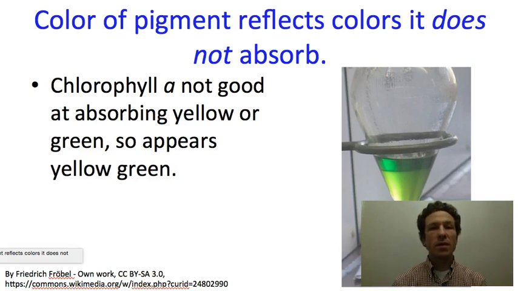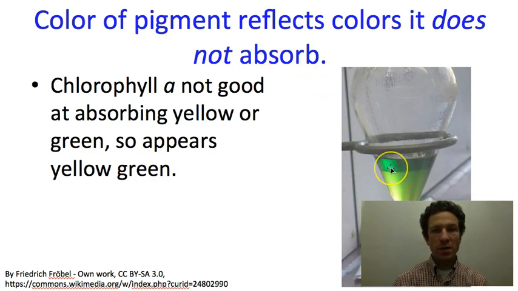Generally, for pigments, the color of a pigment indicates the colors of light that it does not absorb. That seems backwards. We might think that chlorophyll, because it's green, is good at absorbing green, but that's not correct. Instead, it turns out that chlorophyll is able to absorb all colors except yellow and green. That means that chlorophyll is going to appear yellow-greenish to our eyes. Every other color is being absorbed by it, so the other wavelengths are not going to bounce off of it and end up going into our vision.